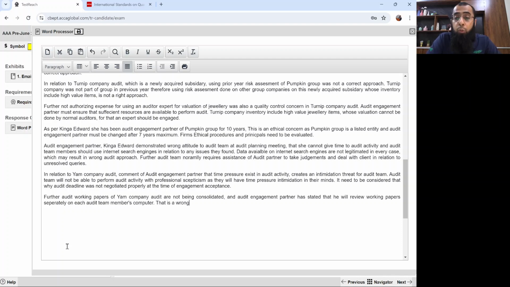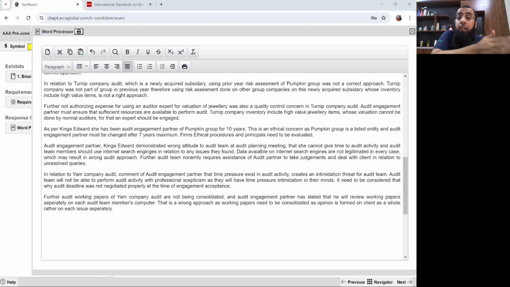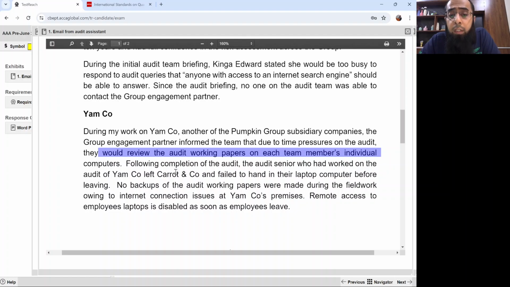That is a wrong approach, as working papers need to be consolidated, as opinion is formed on the client as a whole rather than on each issue separately. Until and unless we consolidate all of the issues together, we will not be able to form judgment in relation to many things. For example, if the attitude of the management is wrong in one head, you identified it there, then in a third head also the attitude is wrong. If you're reviewing everything separately, you will not be able to remember that, okay, overall issues are existing in the audit. So we need to consolidate the audit working papers rather than reviewing separately.